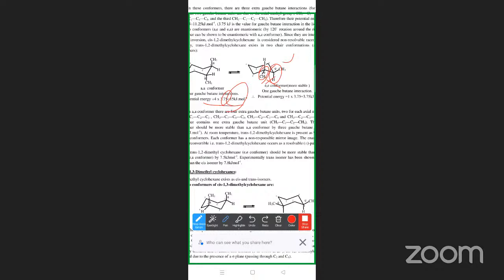And also something like 1,3-dimethylcyclohexane. Right? So when this is diaxial, what is that? In the 1,3 positions, right? So for this 1,3, conformations means substitutions here, right? 1, 3.